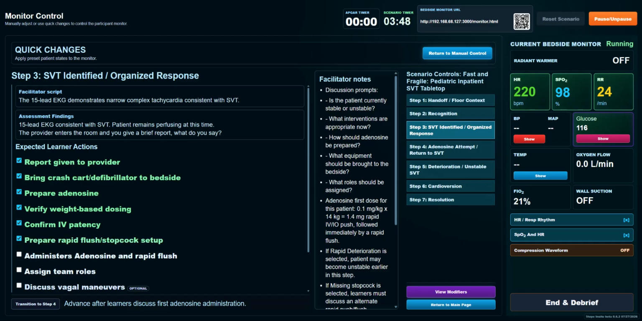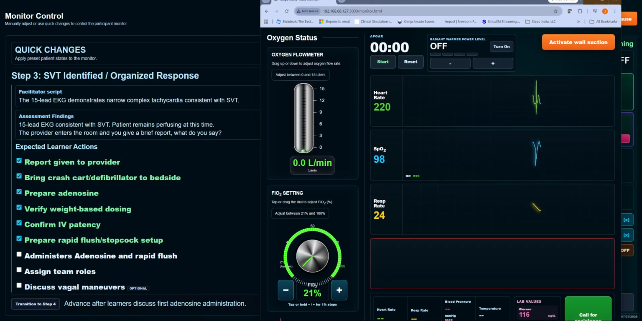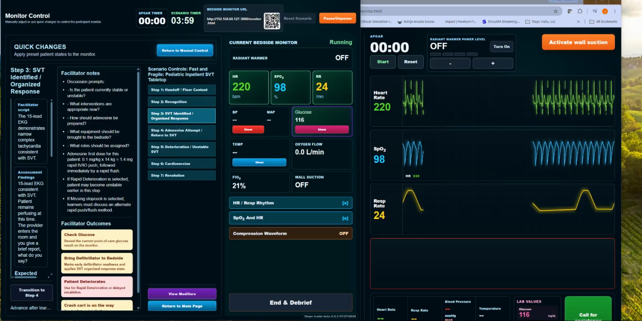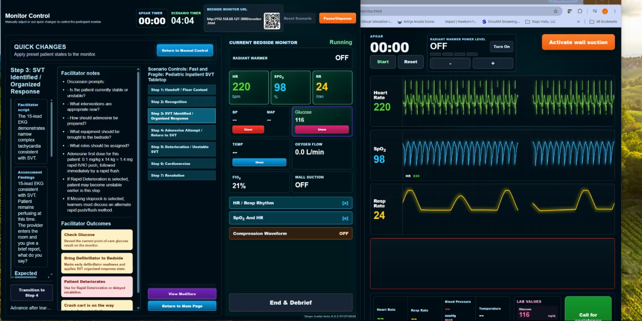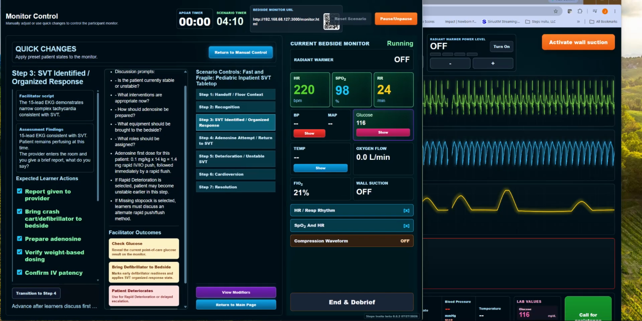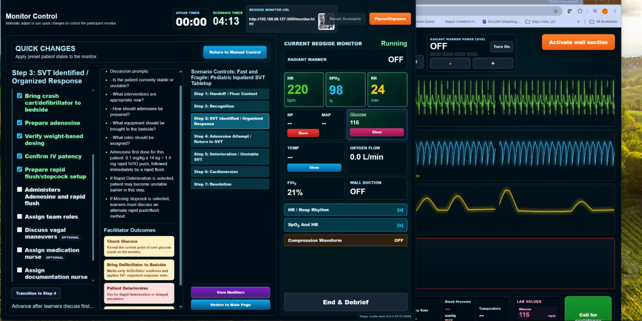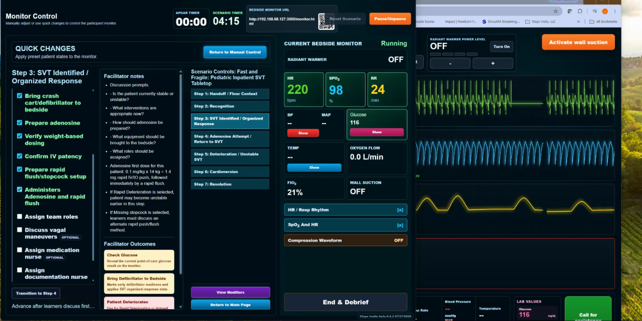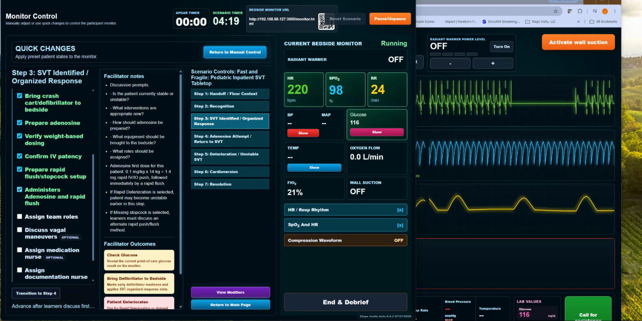And they're just going through the different things. What I do want to bring up here is I'm going to bring up both monitors so you can kind of see. We're going to see on their bedside monitor when they give that adenosine. You're going to see a real-time pause in the heart rate. And then, it's right back.